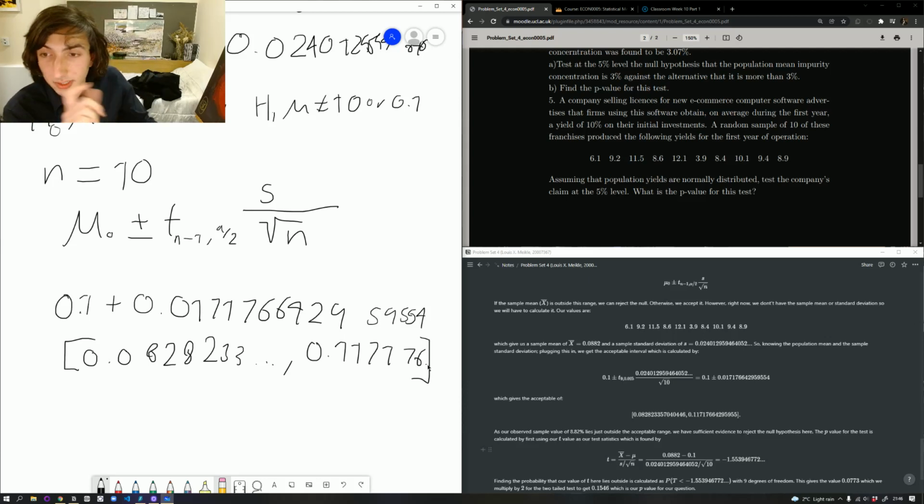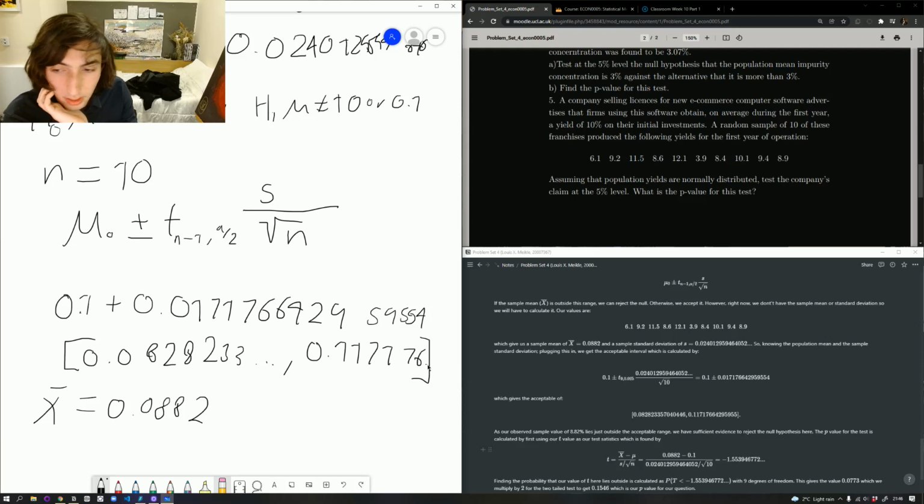Given that our observed value is at 0.0882, it's actually within it. It's within the acceptable region. So we don't have... Wait, hold on. What is happening? Oh, yeah. Oh, I messed that up, right.